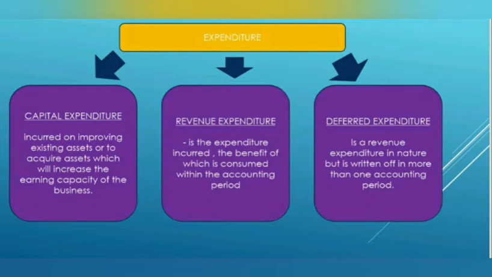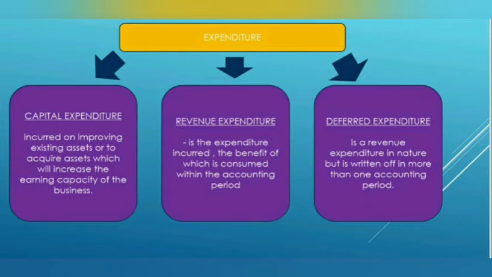Now let's move on to the next page. So now expenditure. Expenditure is the amount spent or a liability that is incurred for acquiring an asset. So expenditure is further categorized into three categories. First is your capital expenditure, second is your revenue expenditure, and third is your deferred revenue expenditure.